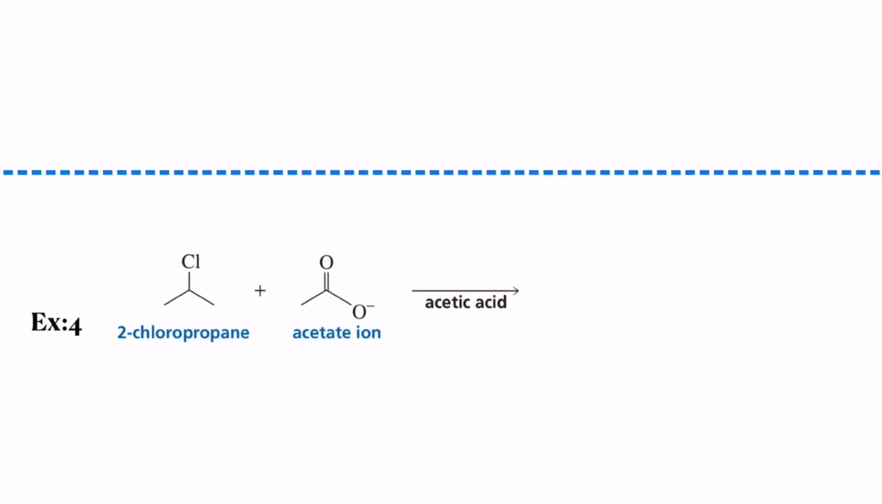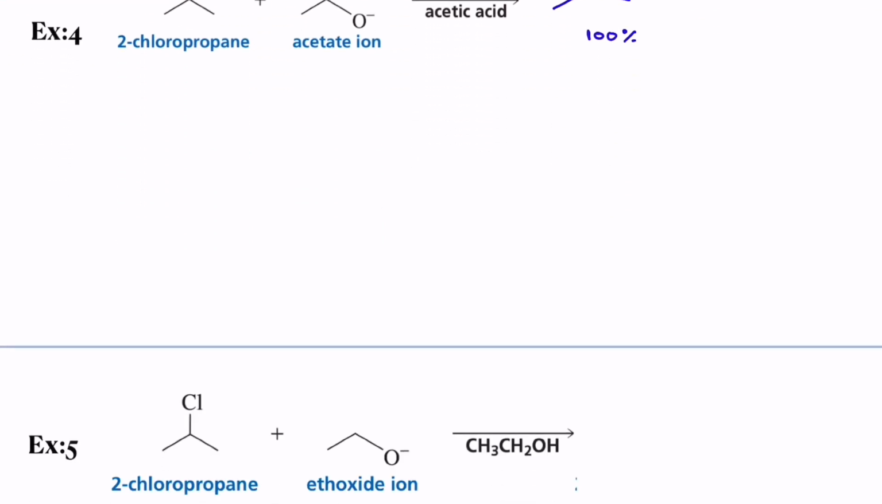Next example, if you see a secondary alkyl halide, I already told you acetate ion acts as only a nucleophile. Therefore, here the product is a nucleophilic substitution product. Even for this reaction, we have practical evidence. 100% in this example, we get a substitution product.